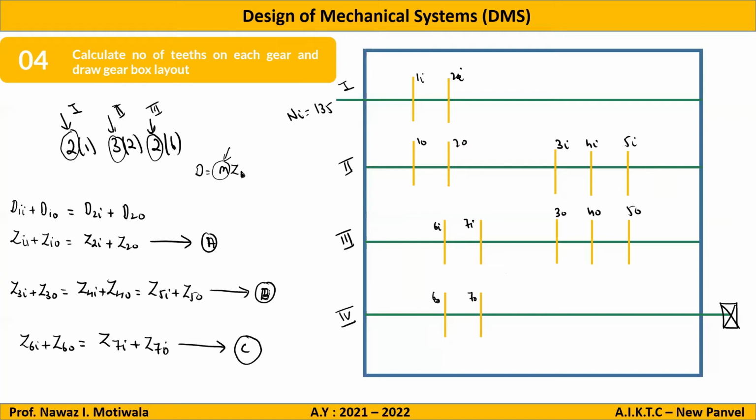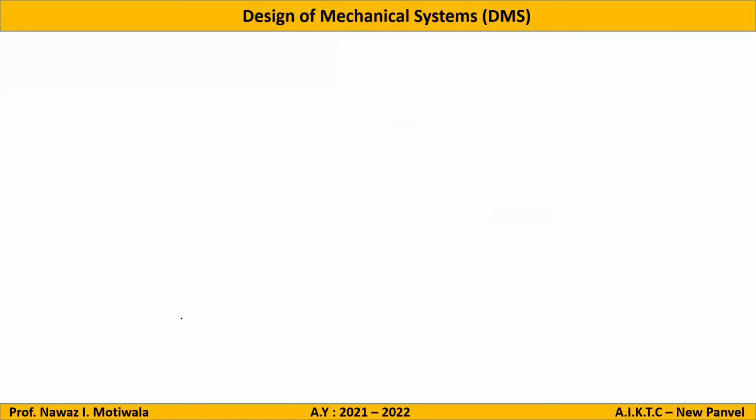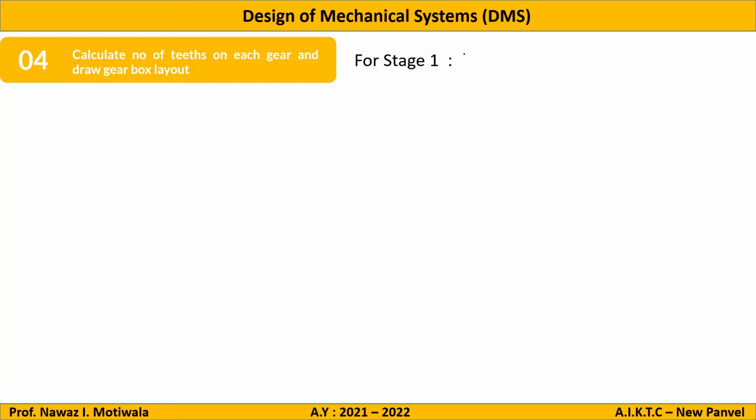Next step. What is the next step? So for stage 1, we have already written the equation. So I will write it again for you. So it was z1i plus z1o is equal to z2i plus z2o. Now, to find out z, we don't have the value of z, but we have the value of n, that is the speed. And we also know from our previous knowledge that n and z are inversely proportional, correct.